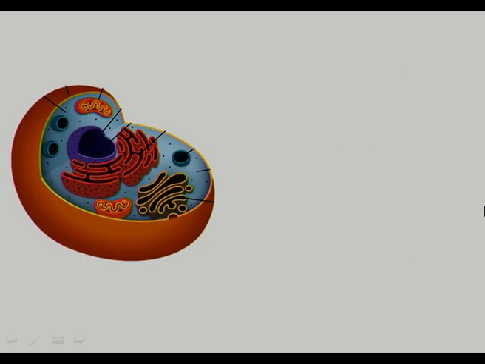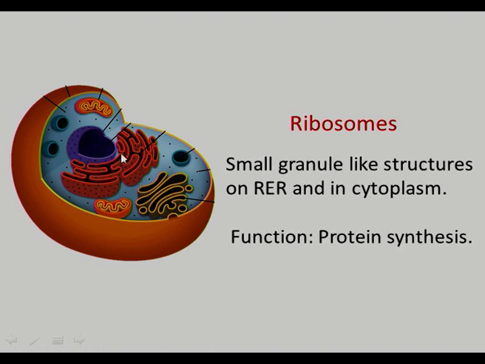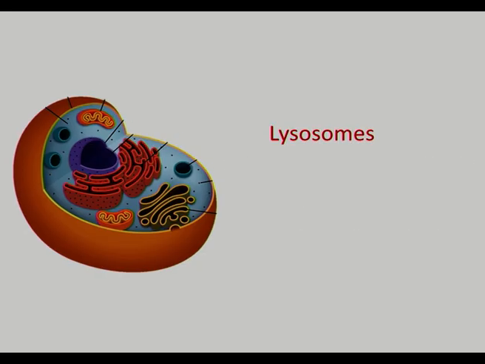Now, ribosomes. As we have seen earlier, ribosomes are present on the rough endoplasmic reticulum here. And also they are present freely in the cytoplasm. Ribosomes help in protein synthesis.